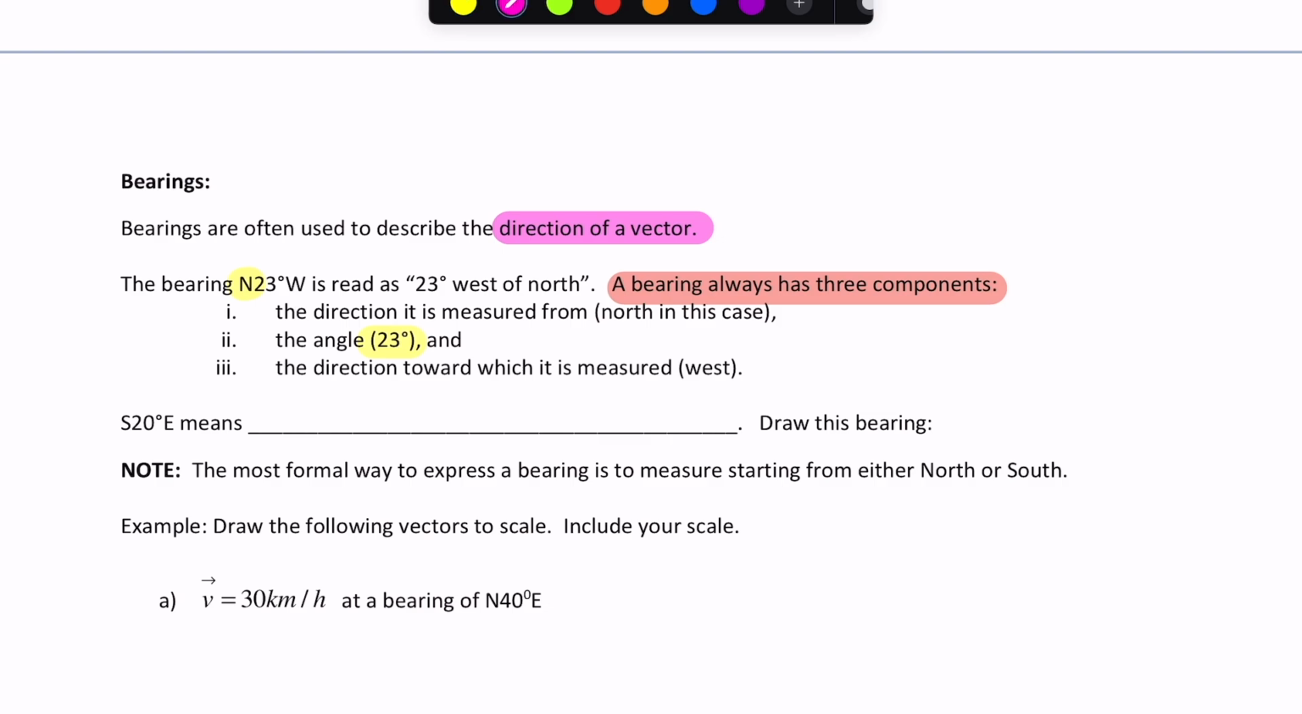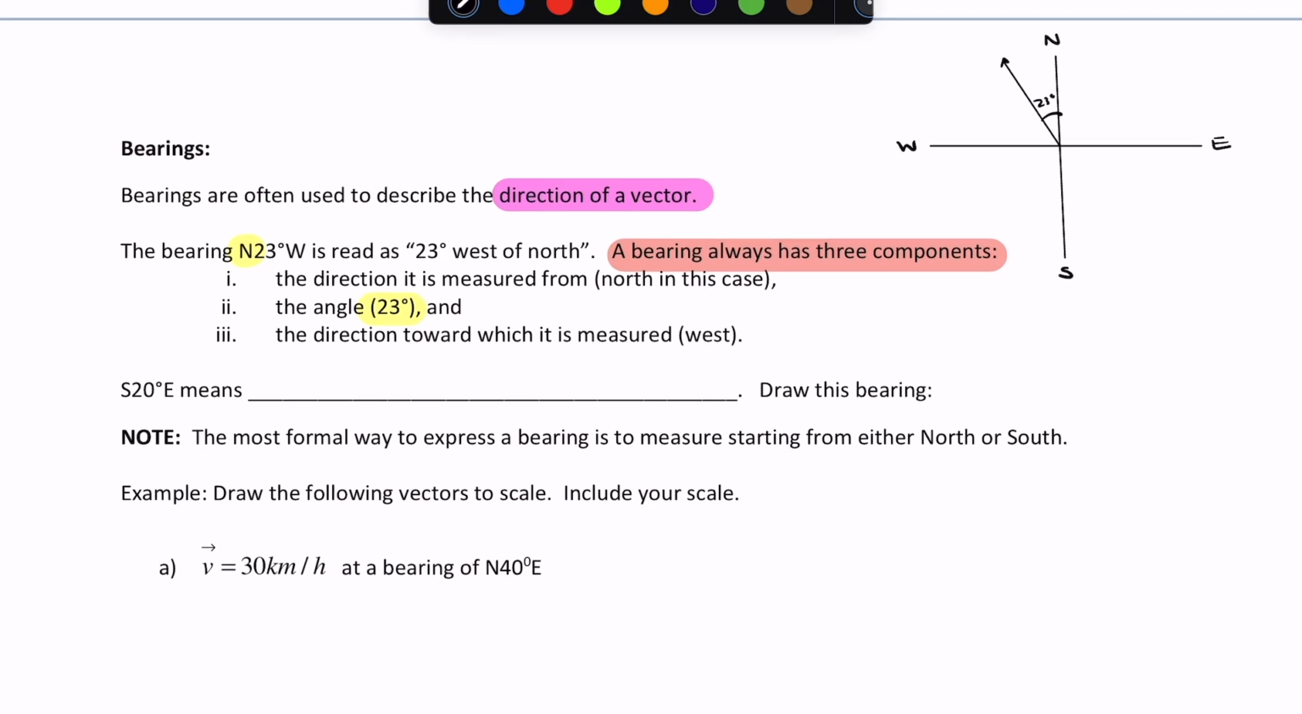So if we draw a diagram of what this will look like on the right, we have north, east, south, and west. Here again we see that it is 23 degrees west of north. So again, 23 degrees west, so it leans more to the west from the north. So here, this would be 23 degrees.